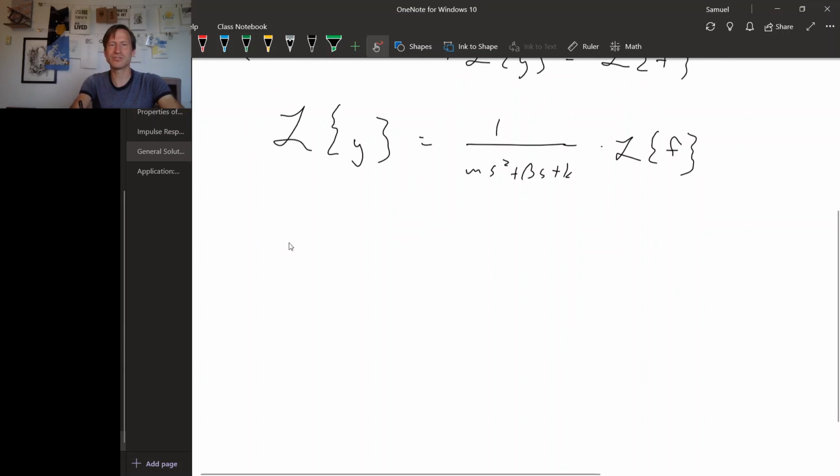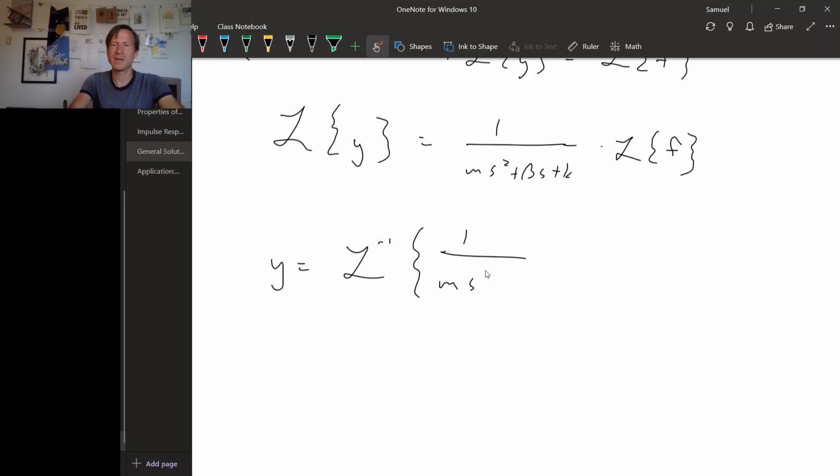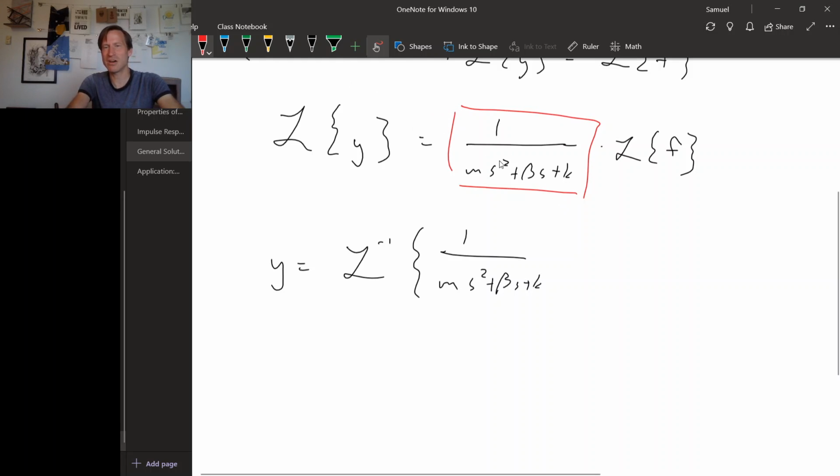And now we take inverse transforms. So y is the inverse transform of 1 over ms squared plus beta s plus k, times the Laplace transform of f. Incidentally, this function right here, you might have noticed that when we did this calculation, only depended on the mass-spring system that we started with, on m, beta, and k. And so it doesn't depend on the forcing at all.